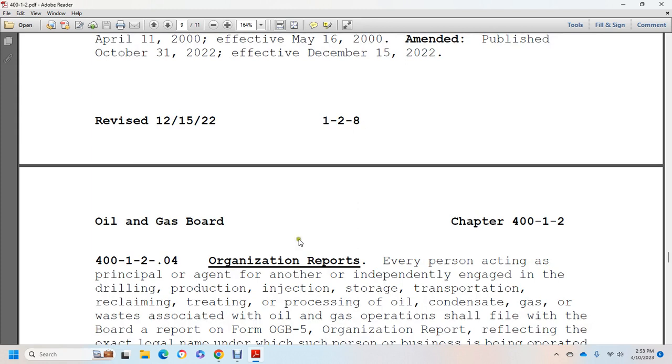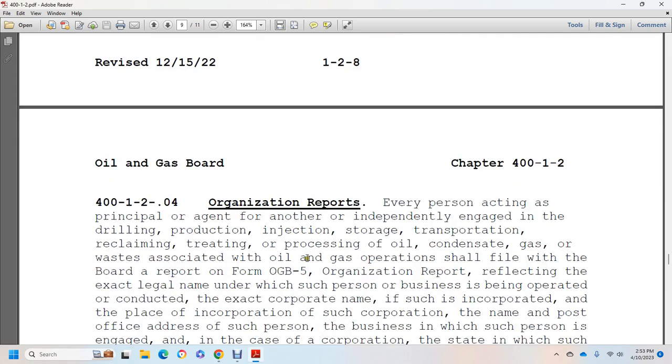Rule 400-1-2-.04, Organization Reports. Any person actively engaged independently in the drilling, production, injection, storage, transportation, reclaiming, treating, or processing of oil, condensate, or gas, or waste associated with oil and gas operations, shall file Board Report Form OGB-5, the organization report, reflecting the exact legal name under which such person's business is being operated, the exact corporate name, and the certificate of incorporation.